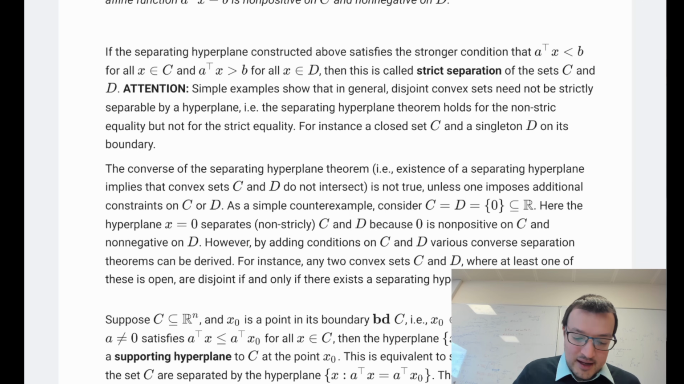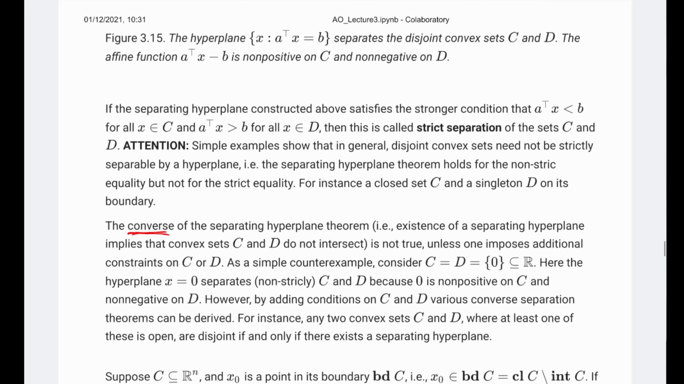There is some type of converse for the separating hyperplane theorem, but the standard converse, just using exactly the same condition, does not hold. Okay, what do we mean by converse? Well, we mean that it's not true that if you're given two convex sets and you can find a separating hyperplane, this implies that C and D do not intersect.